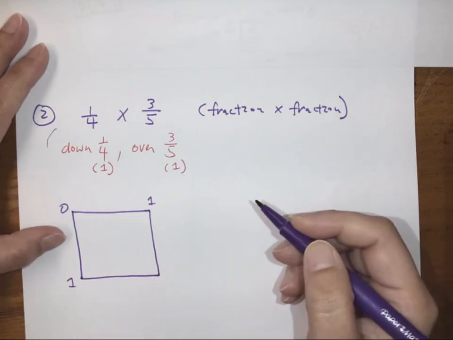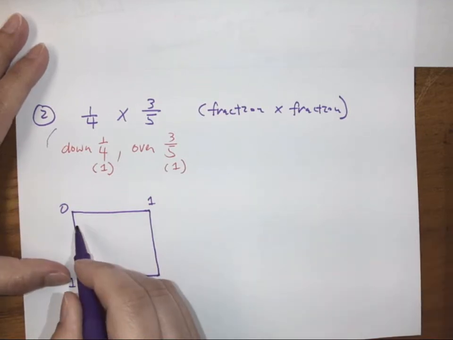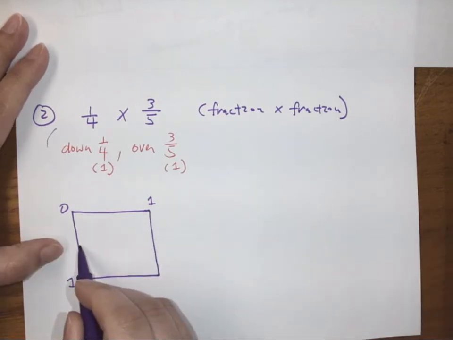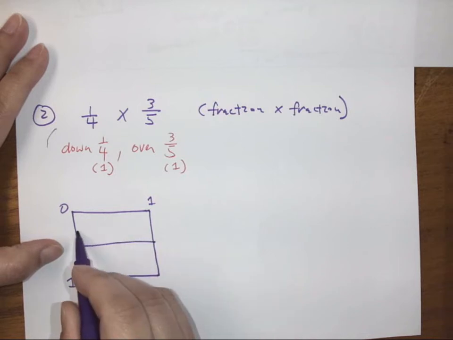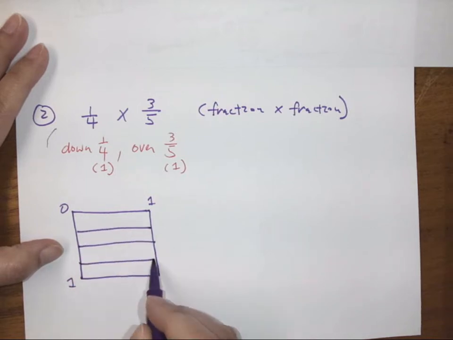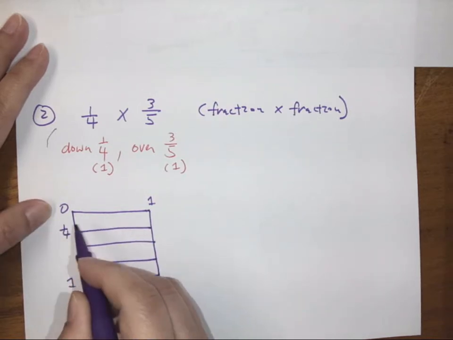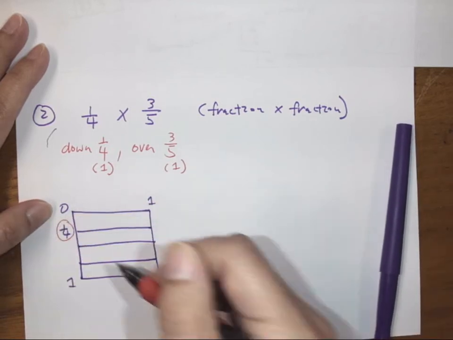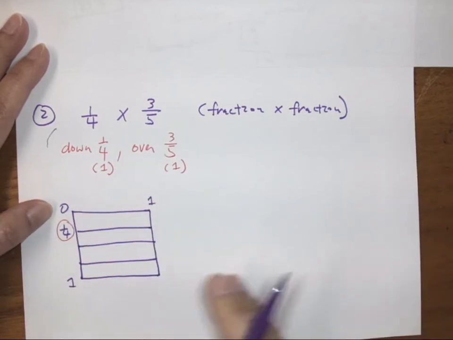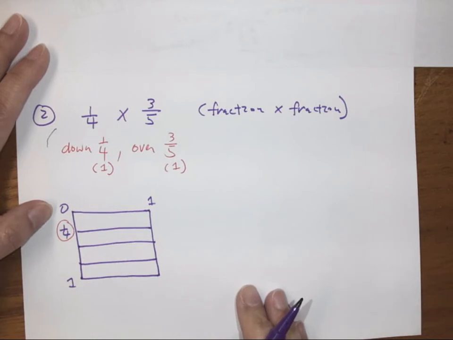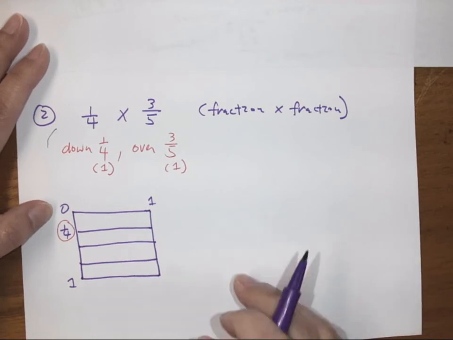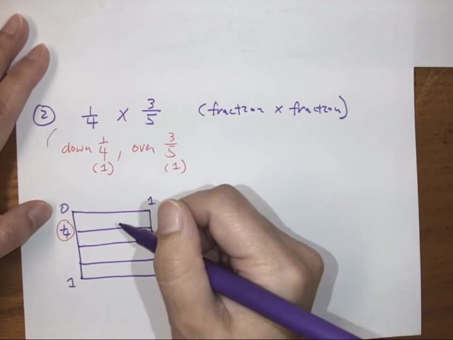Going down, I need to locate 1/4. I cannot just draw this. I need to divide this into 4 equal parts, and then I have 1/4 here, right? I'm going to circle it. I need to color down to this. And over 3/5, so how many equal parts do I need to cut it into?